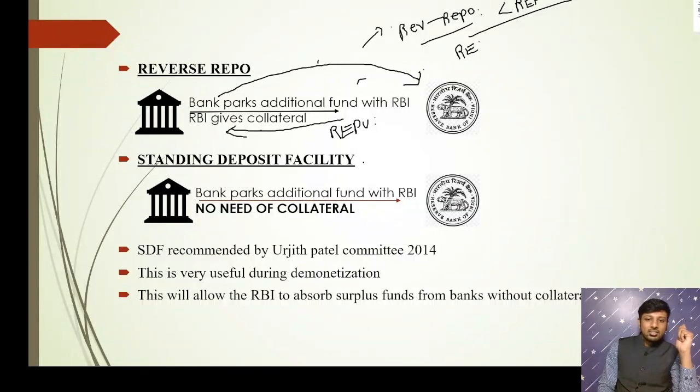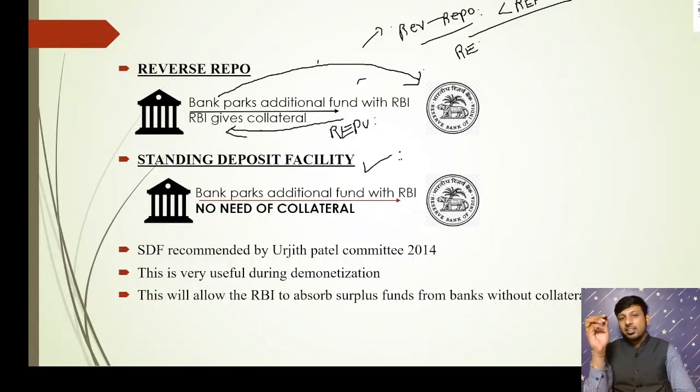Then, what is this standing deposit facility? Consider the situation of demonetization. During demonetization, all of us deposited all the 500 rupee or 1000 rupee currency with the banking system. Therefore, the banking system was flooded with a huge amount of liquidity, or money supply. Why suck out this money supply? If there is a large amount of money supply in the banking system, it may cause inflation. To suck out this money supply from the banking system, the RBI can use reverse repo.